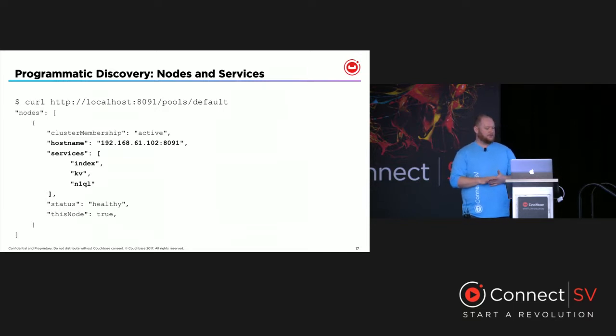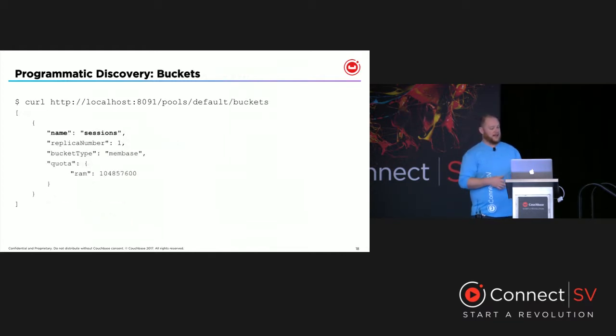In terms of how we do that, under the covers within the plugin, there's a series of APIs, like I mentioned. The first call that we're going to make is to this pools default API. What that does is give us this list of nodes. For each node, we get the host name. We also get the list of services. Once we have the list of nodes and the services, we then fetch the list of buckets from pools default buckets.